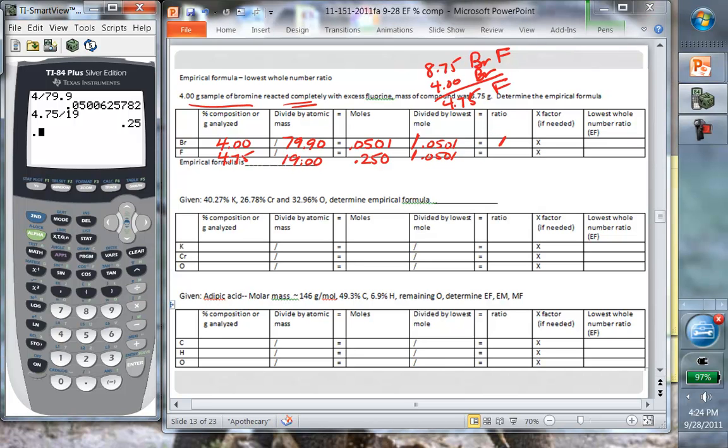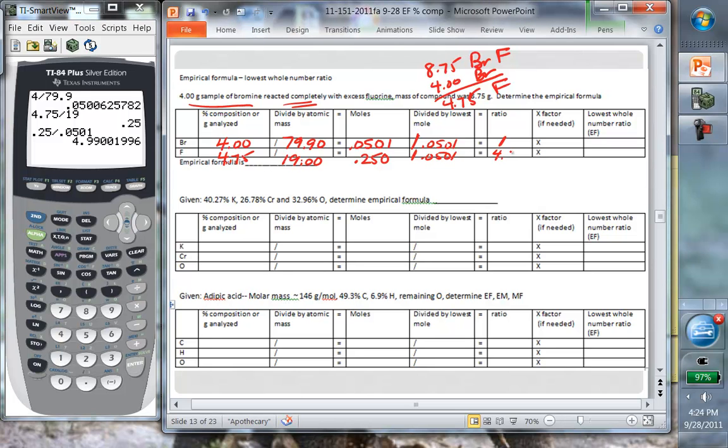And then I will take 0.25 and divide it by 0.0501. Enter. And I get 4.99. Well, this is not exactly a whole number, but it is awfully close to a whole number. So I'm going to round that up to 5. If it was 4.75, I would deal with it as a fraction. If it was 4.95, I would round it up to 5. So sometimes you have to use your judgment here.